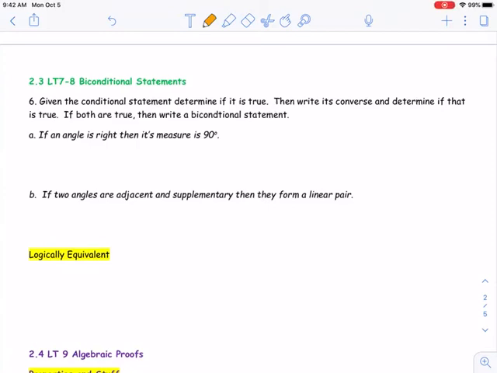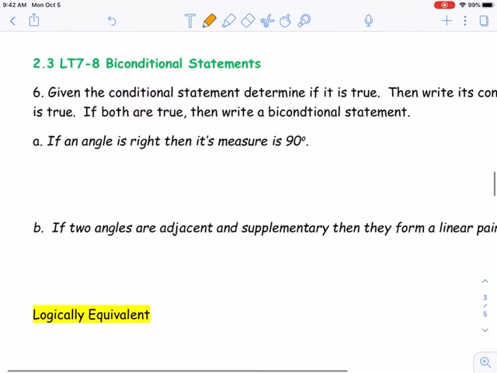All right, so now we have biconditional statements. Given the conditional statement, determine if it's true, then write its converse and determine if that is true. If both are true, then write it as a biconditional statement. If an angle is right, then its measure is 90 degrees. Since it's true reading it this way, it's true.